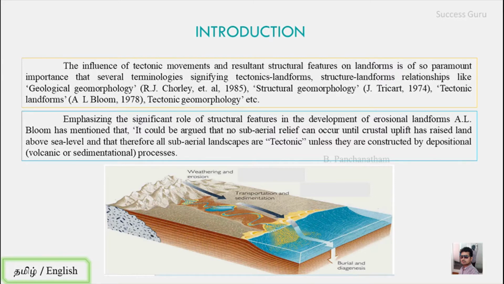So according to him, all the subaerial landforms are the result of the upliftment of the land, that is mainly due to tectonic forces. There are also other possibilities for the subaerial landform, like a depositional landform by sedimentational deposition or by volcanic processes. So this is his concept for the subaerial landforms.